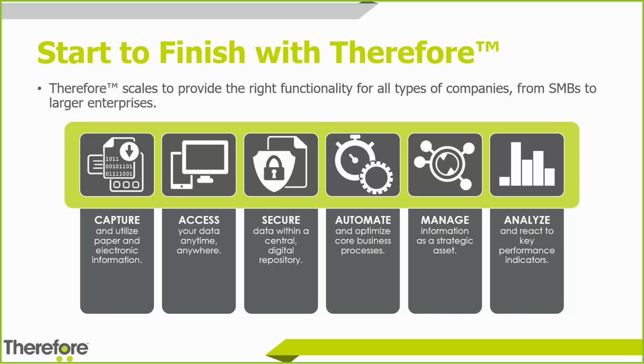We talked a little bit about some of the main functions, those 3 points: managing information as an asset, gathering business analytics, and optimizing workflow processes. But Therefore does much more than that. Of course, we don't have 2 hours today to tell you about all this. That's why when we talk about Therefore in general, we usually introduce it with these 6 points. Starting with capture, being able to capture and utilize paper and electronic information. Once it's in the system, Therefore controls the access to it. You can control your data anytime, anywhere from the central location.